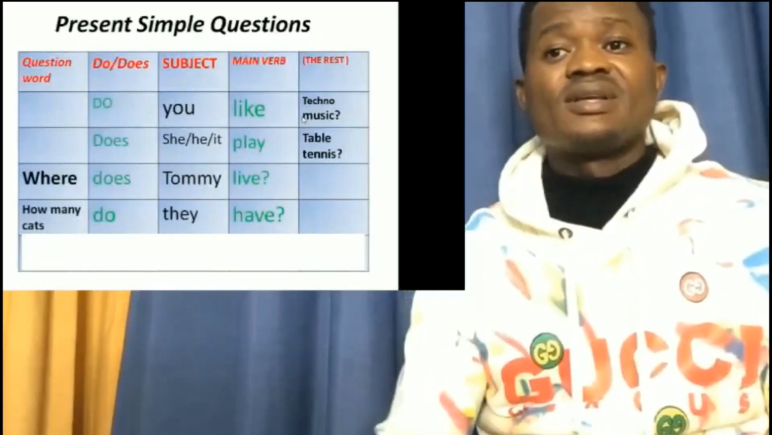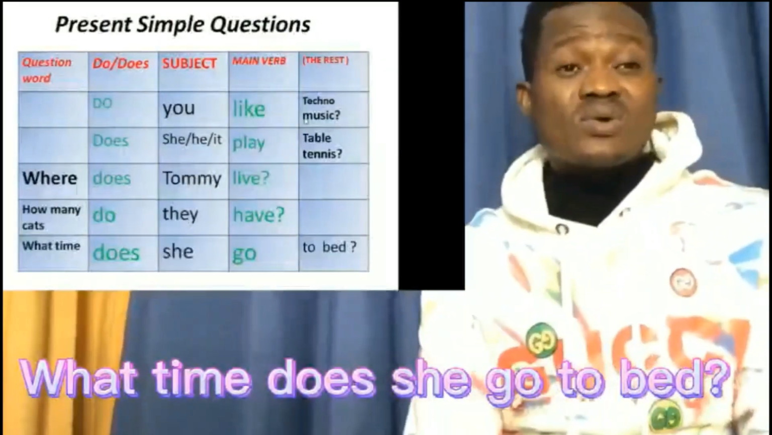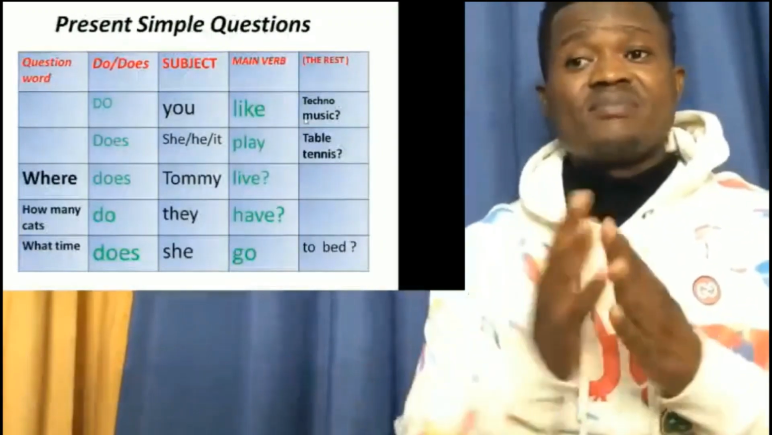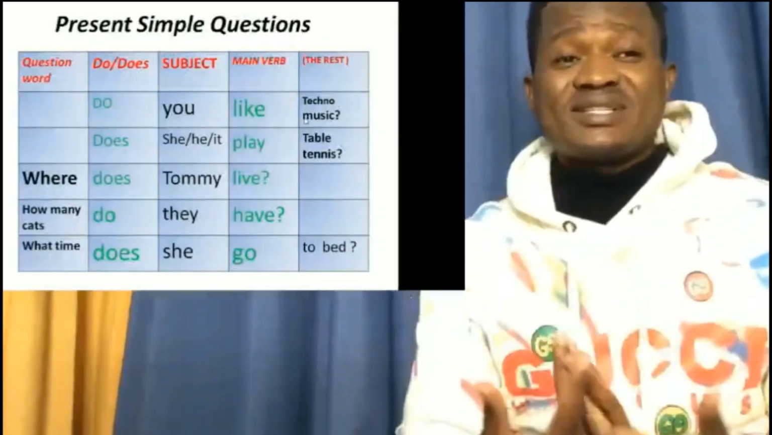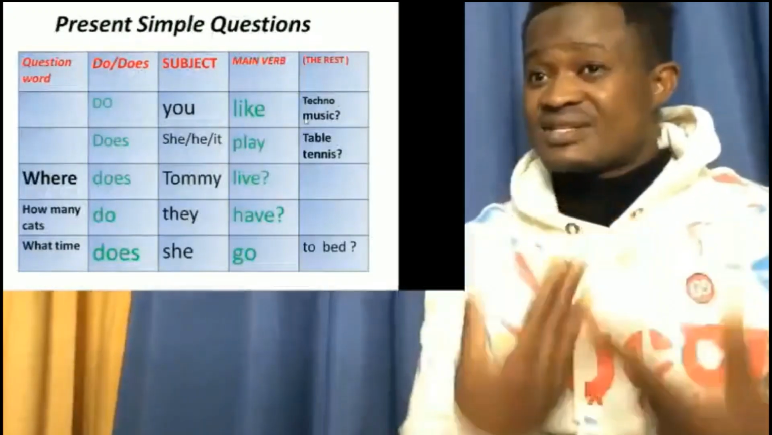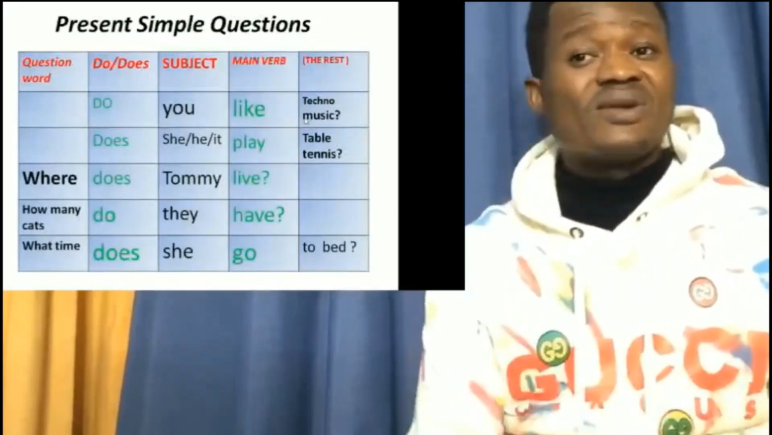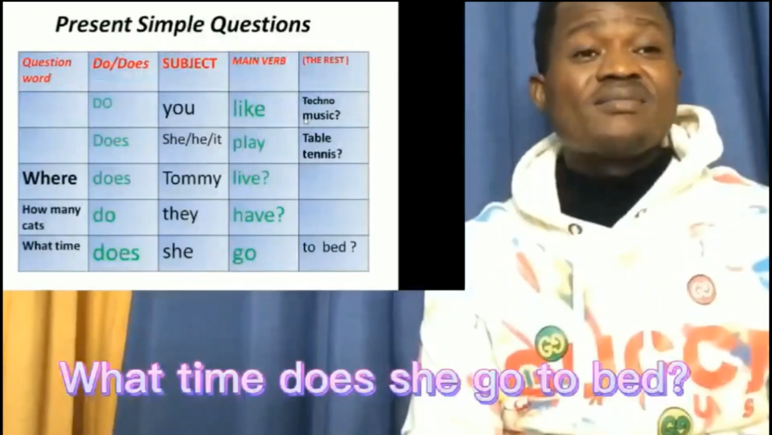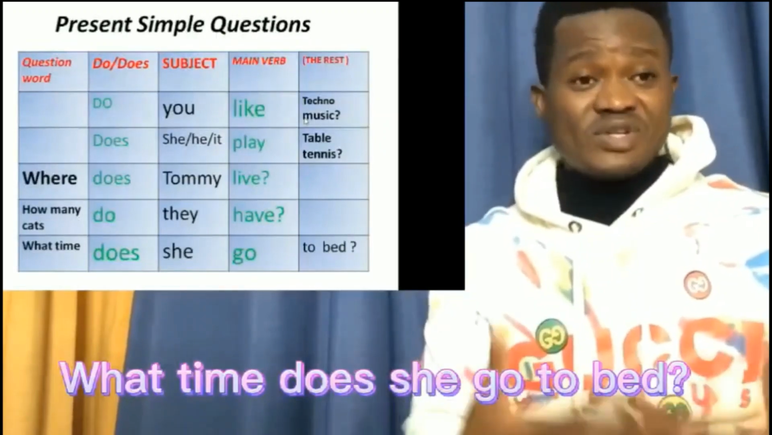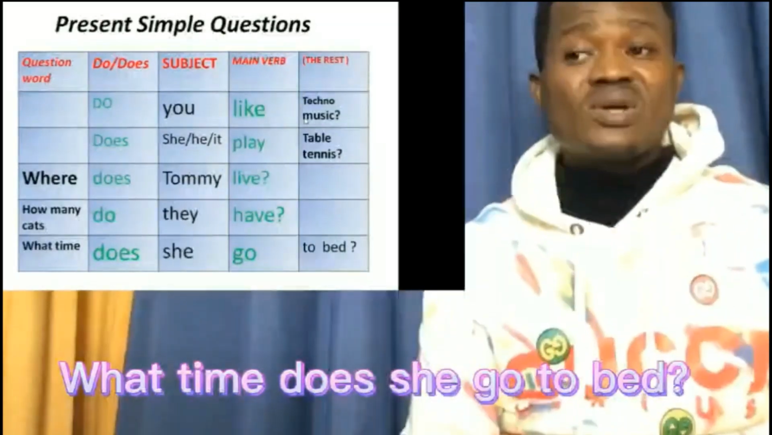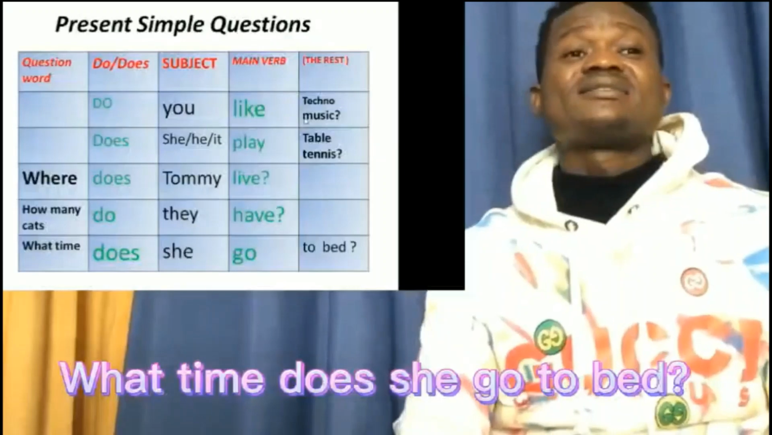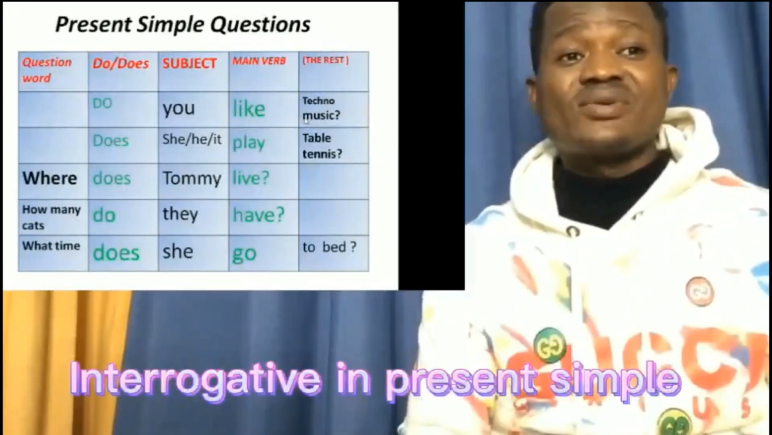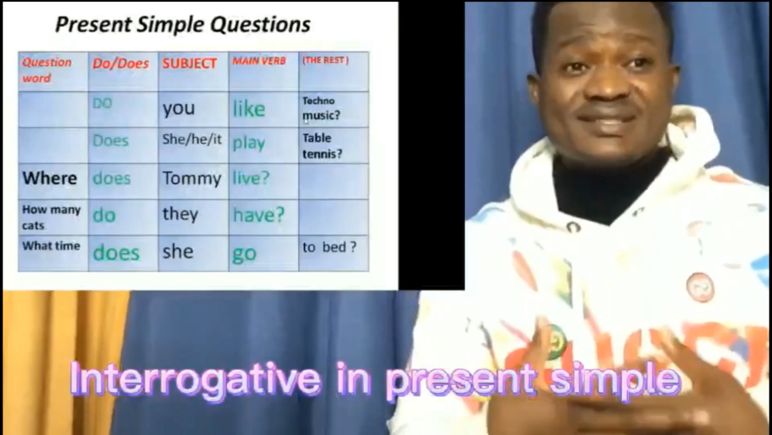Okay. All right. What time does she go to bed? Here we are talking about the third person singular, she. So the subject here is she, and the verb here is go. The question form here has "what time" and the verb does. What time does she go to bed? "To bed" is the object form. So this is a simple way you can understand the interrogative in present simple.